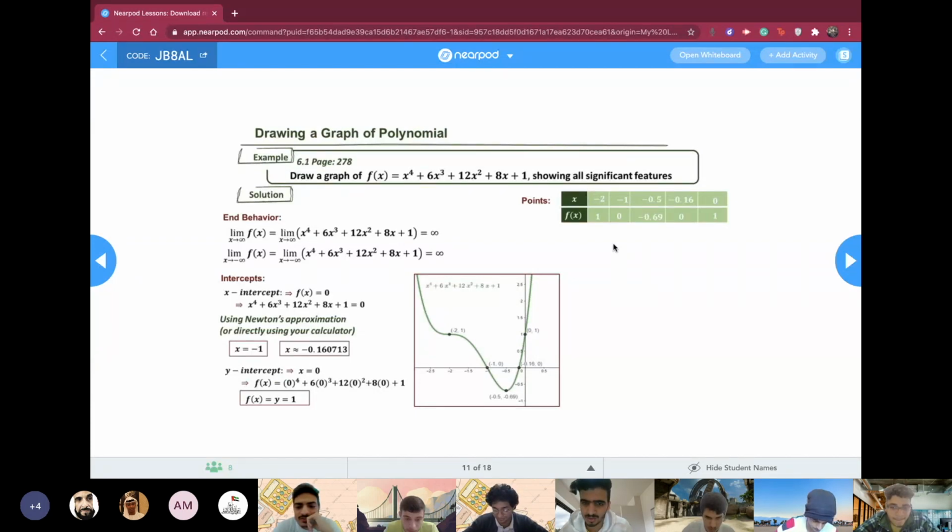Basically -2 is 1, and -1 is 0, minus 0.5 is minus 0.69, minus 0.16 is 0, and 0 is 1. Okay, very good. Abdurrahman Ali, what is the limit for f of x when x approaches infinity? Infinity. And minus infinity? Also infinity.